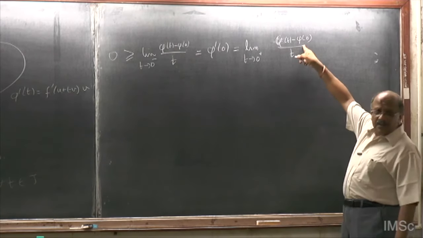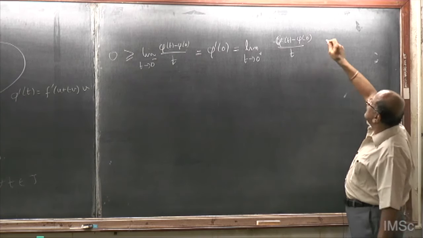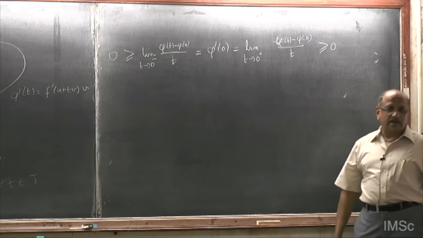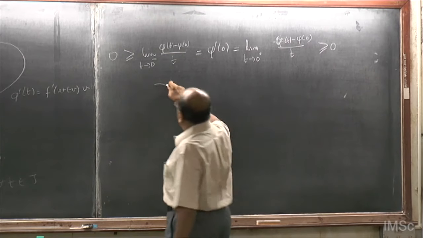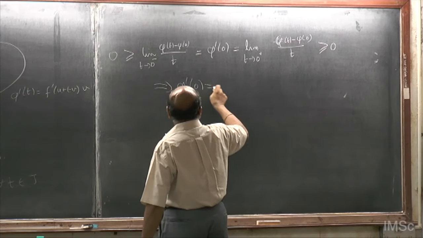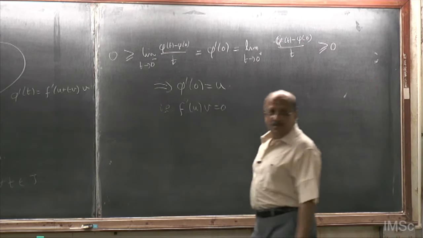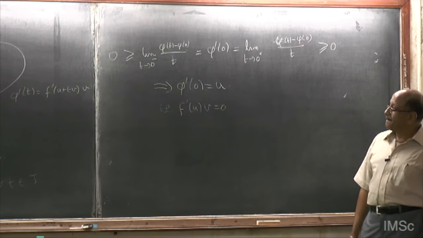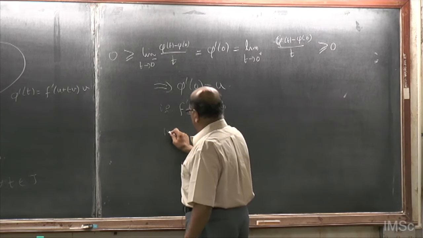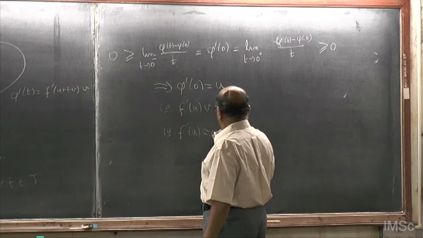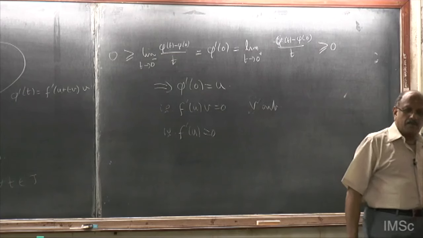Here the numerator is always non-negative, the denominator is also non-negative. So, the ratio is non-negative. So, the limit will also be non-negative. So, you have 0 greater than or equal to phi dash 0 greater than or equal to 0. So, this implies that phi dash 0 equal to 0, that is f dash u acting on v equal to 0. And this is true for every v, v arbitrary.